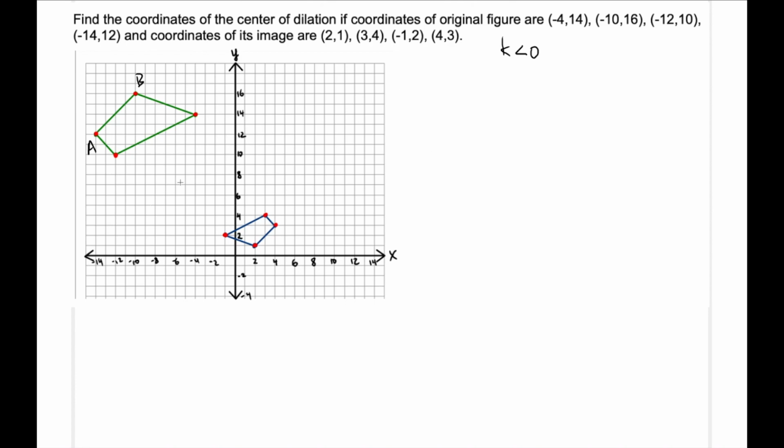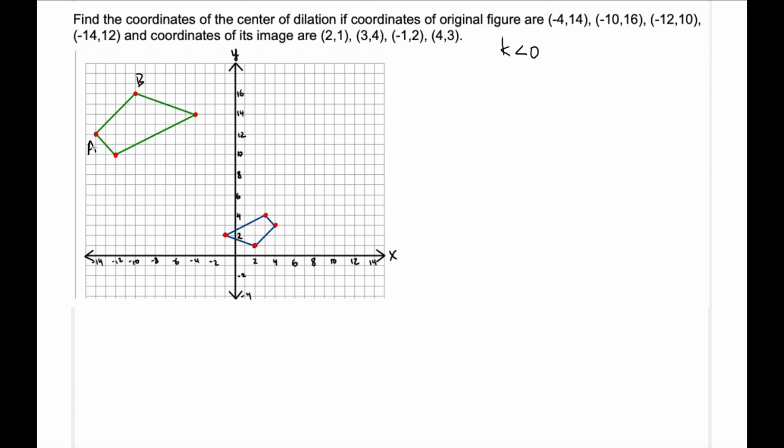When the scale factor is negative, your figures are dilated in such a way that one will be pointed in the opposite direction of the other. They won't face the same direction when the K value is negative. All right, so now we know it's negative, but what exactly is the K value? We need to figure it out.